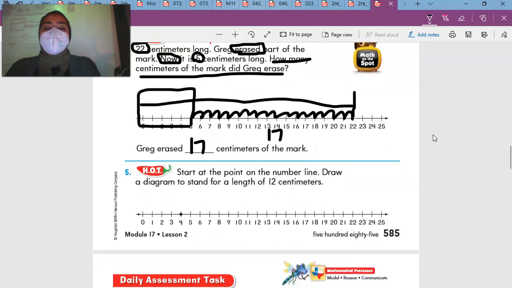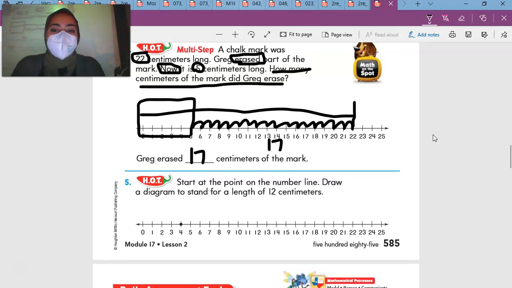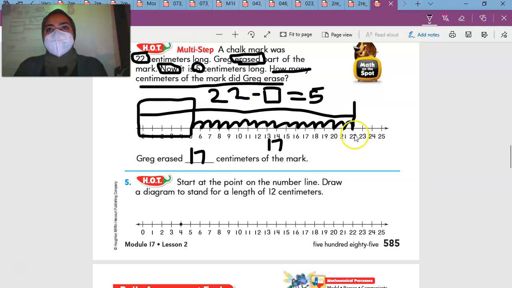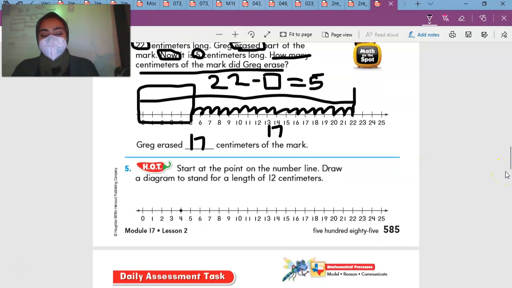Yes, Leah? Good. You could have done it in a different way. You could have just done it the mathematical way that I've showed you before, the algebraic way, which is: there are 22 centimeters long. He erased some. Now means equals 5. So this is kind of like your morning work where it tells you to fill in the missing number. Well, what goes here? You subtract. 22 take away 5 is 17. You could have done it that way too. You're absolutely right.